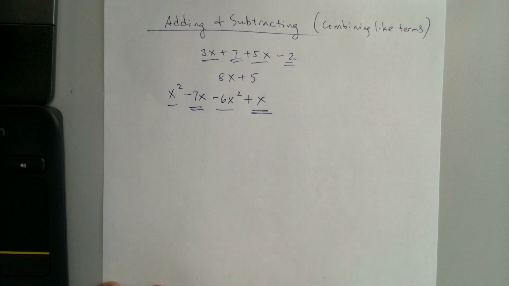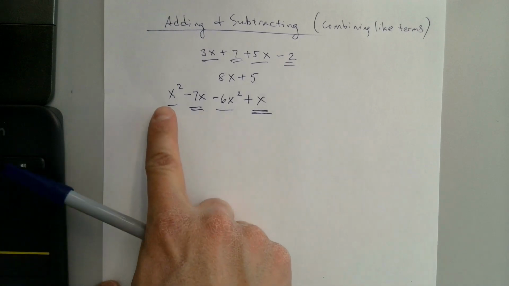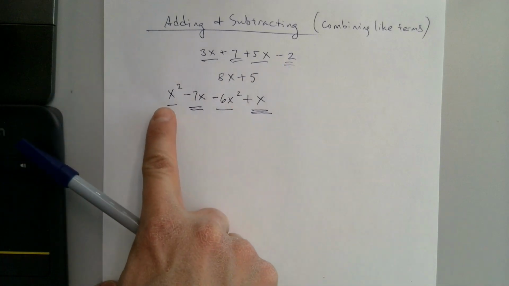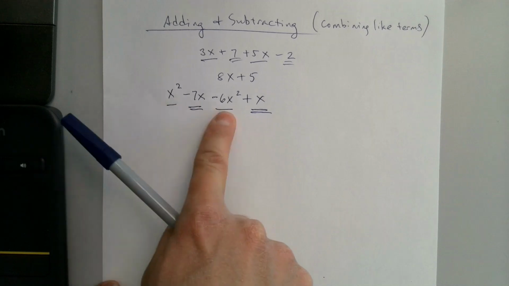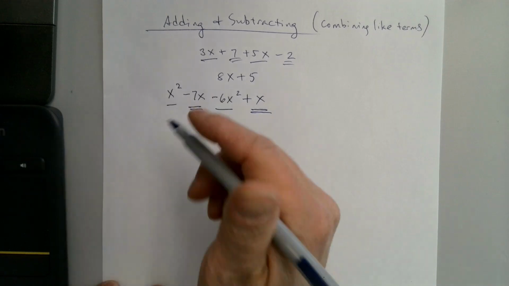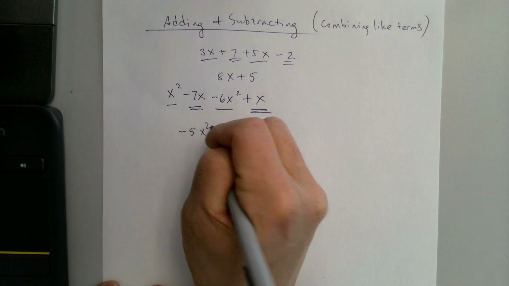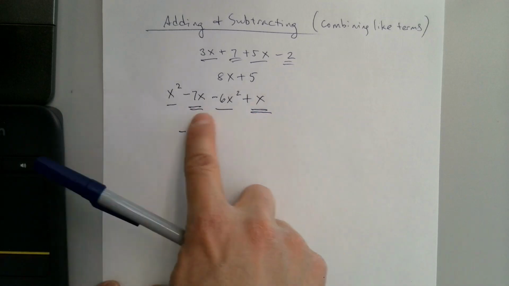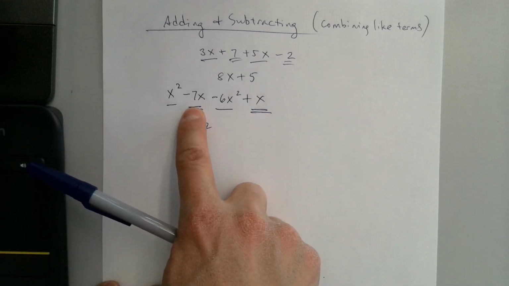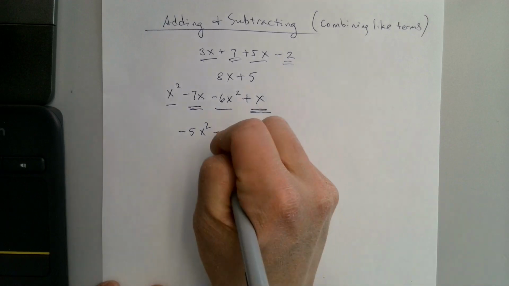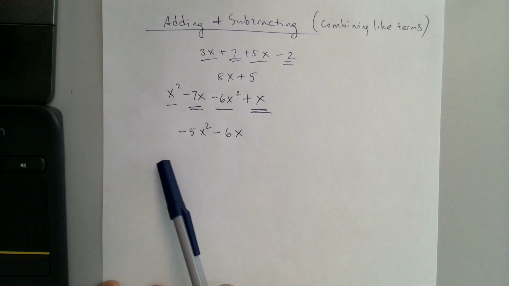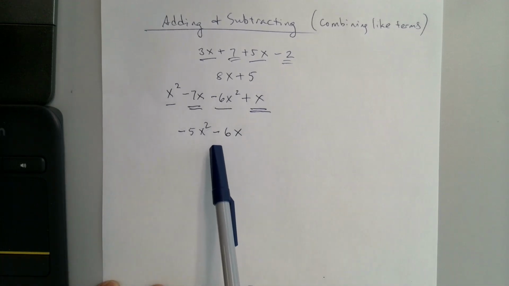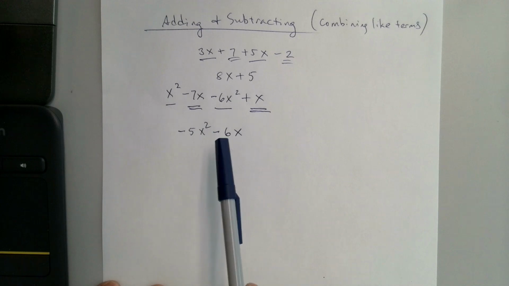When I've identified like terms, I can then add and subtract those terms. So just like I did up here, I can add or subtract the x coefficients of these two terms, 1 minus 6, negative 5x squared, and for these two terms, negative 7 plus 1, negative 6x. What I've done now is I've simplified this polynomial by adding and subtracting like terms.